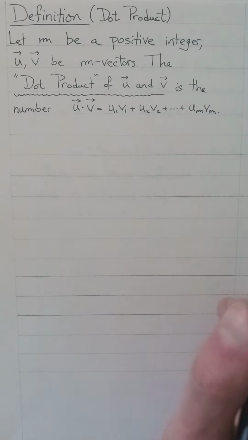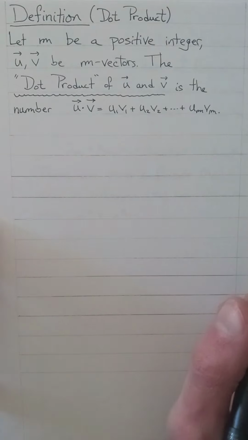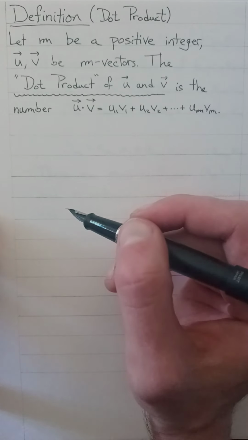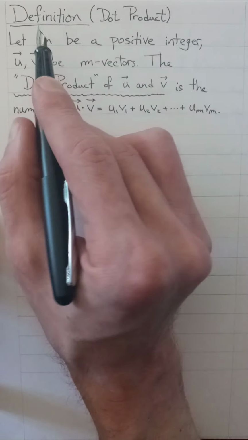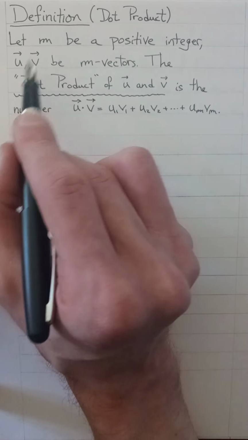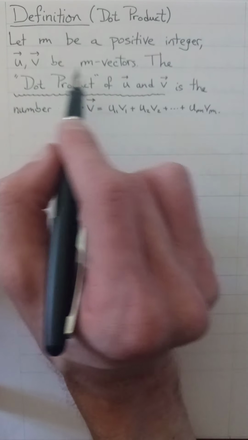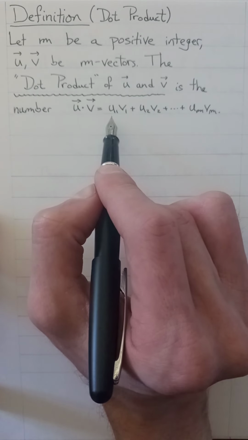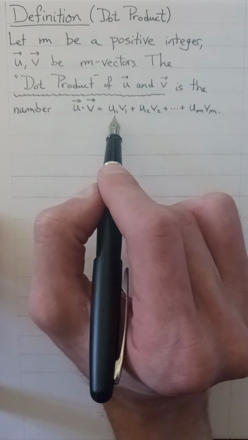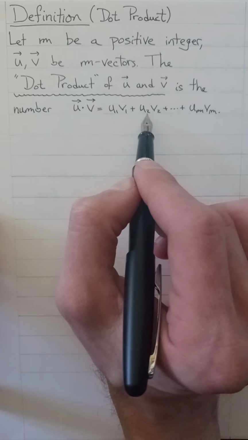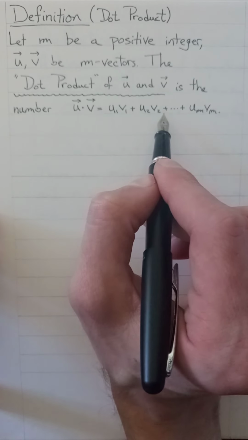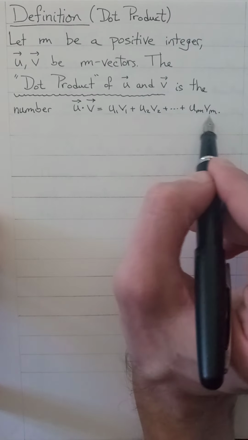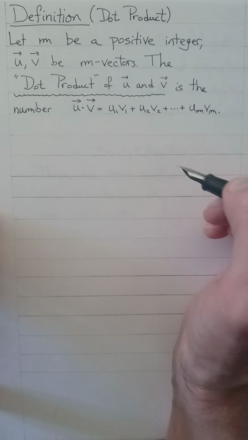And there's one last useful tidbit about vectors that we will need before moving on. It's the dot product. If we have two m vectors, u and v, their dot product is just taking the first component of both, multiplying them together, then adding it to the product of the second component of both, doing that all the way through to the last component.